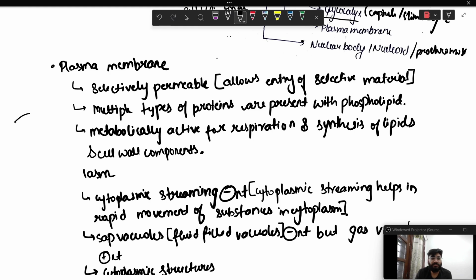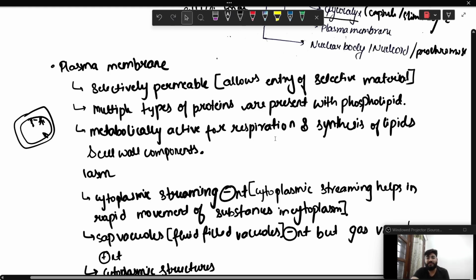So let's say this is a bacteria, and this is the bacteria's plasma membrane. There is a structure called mesosomes. Mesosomes have enzymes fitted inside them which help in respiration. Instead of mitochondria, the mesosome is doing the work inside. So they are metabolically active for respiration, and they also synthesize lipids and cell wall components.